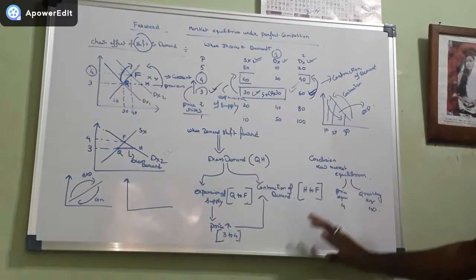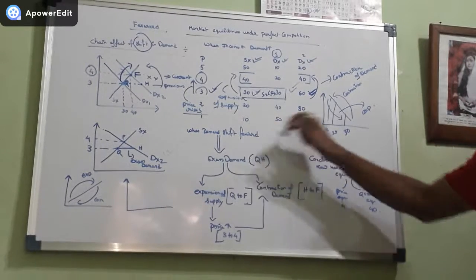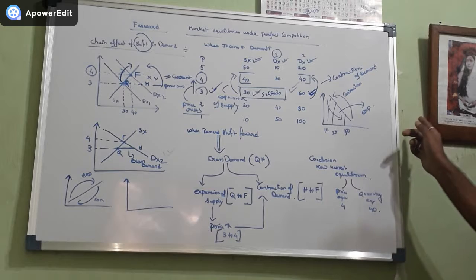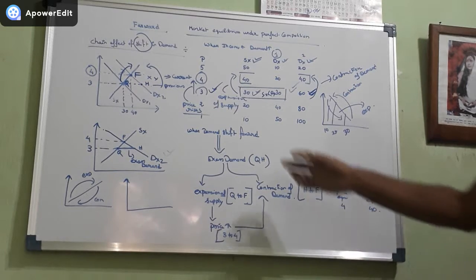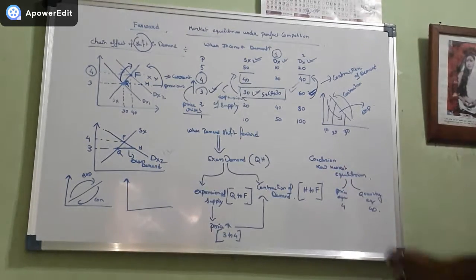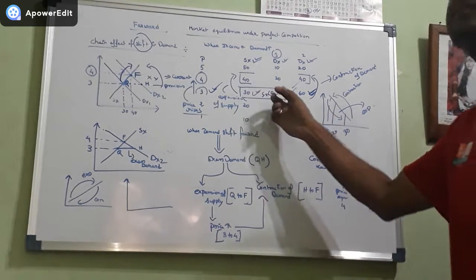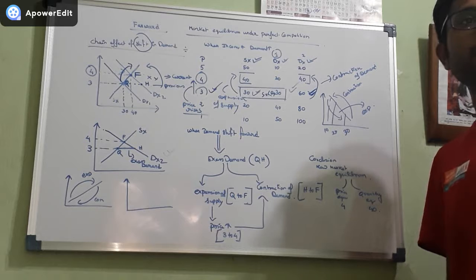So overall, when there is a forward shift of demand, the conclusion is that due to this change, the equilibrium price is 4 and the equilibrium quantity is 40. Earlier it was 3 and 30.